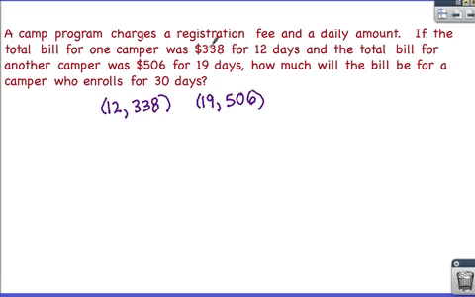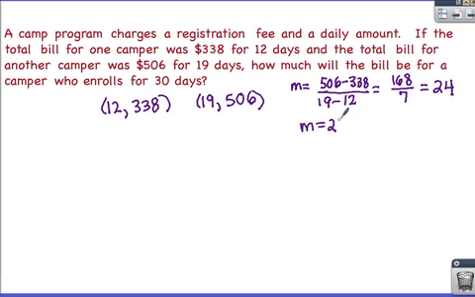Now that we know 2 points, we can write an equation of the line. We start by calculating the slope using our slope formula, y2 minus y1 over x2 minus x1. 506 minus 338 is 168, over 7, which equals 24. So we know that the slope is 24.